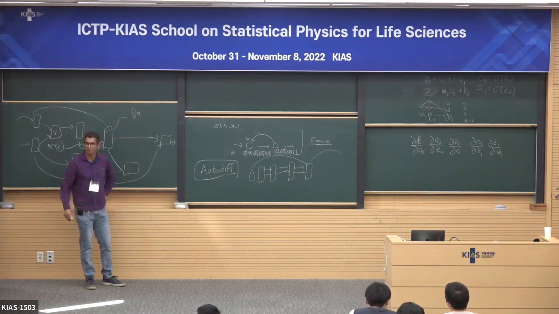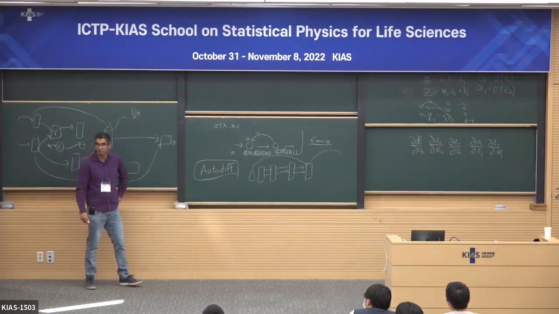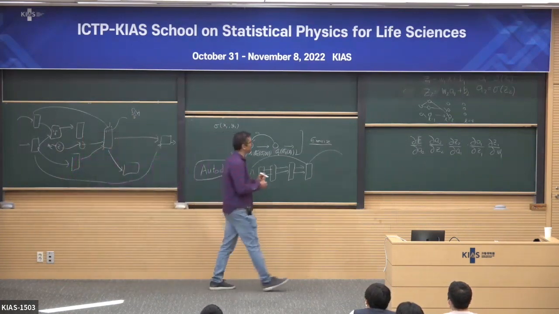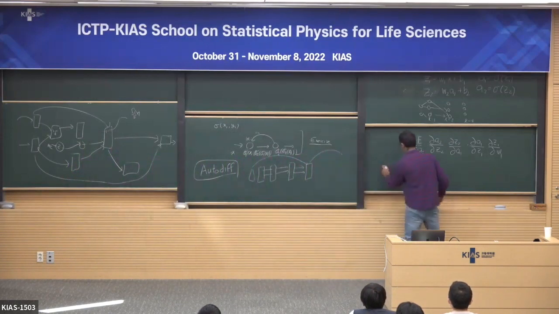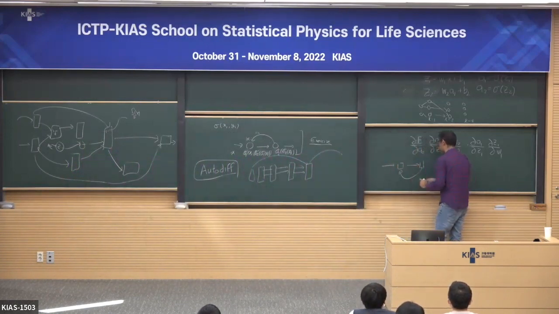Yeah? If my original system has feedback, you have to unroll it. That's called a recurrent neural network. And basically, imagine I have a feedback like this. What I do is I unroll this thing.